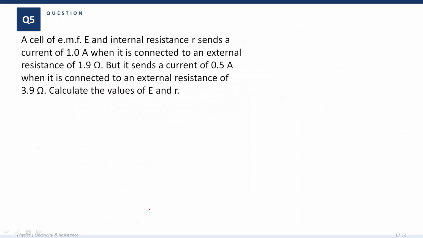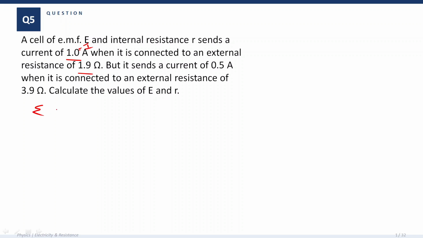Question number 5. A cell of EMF E and internal resistance r sends a current of 1 ampere when it is connected to an external resistance 1.9 ohms, but it sends a current of 0.5 ampere when it is connected to an external resistance of 3.9 ohms. Calculate the value of E and r. What is given for the first statement? This is I. External resistance is 1.9.